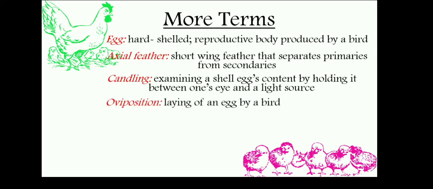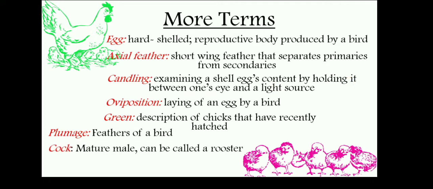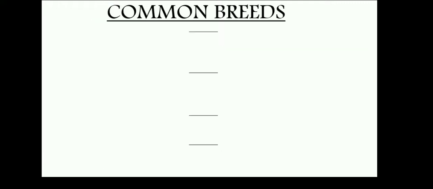Next is oviposition, laying of an egg by a bird. Next is green, a description of chicks that have recently hatched. Plumage, feathers of a bird. Next is cock, a mature male, can be called a rooster. Cockerel, a young male that is less than 1 year old. So, less than 1 year old, that is what we call cockerel.